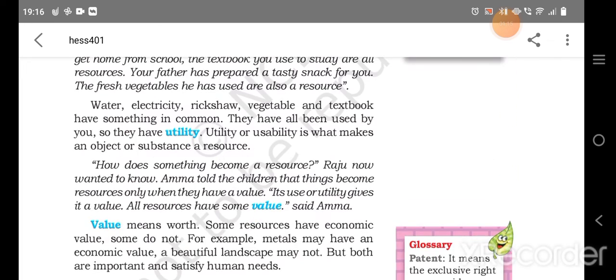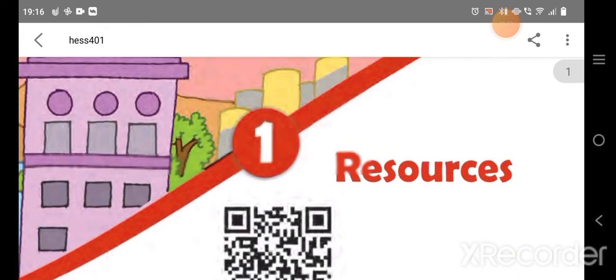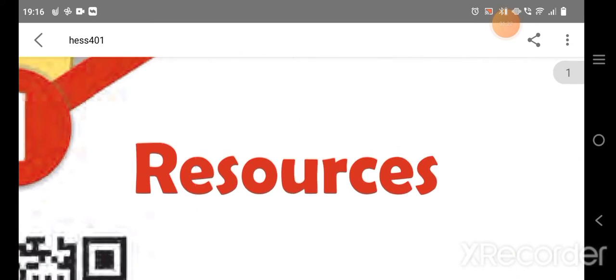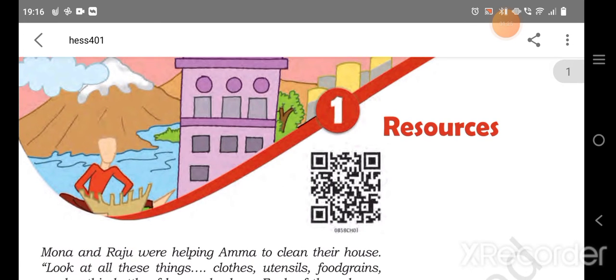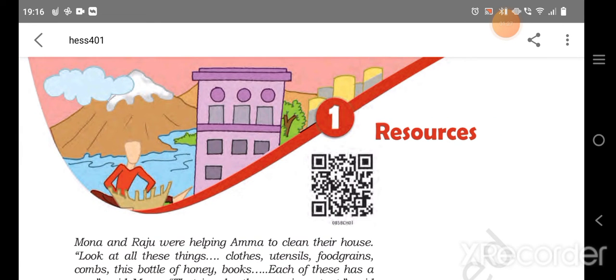So the very first term that comes in this chapter is resources. What is the meaning of this term? What do you mean by resources? Basically, resources are anything that can be used. It can be anything from a tiny sharpener or eraser to a car or a building. It can be a resource.